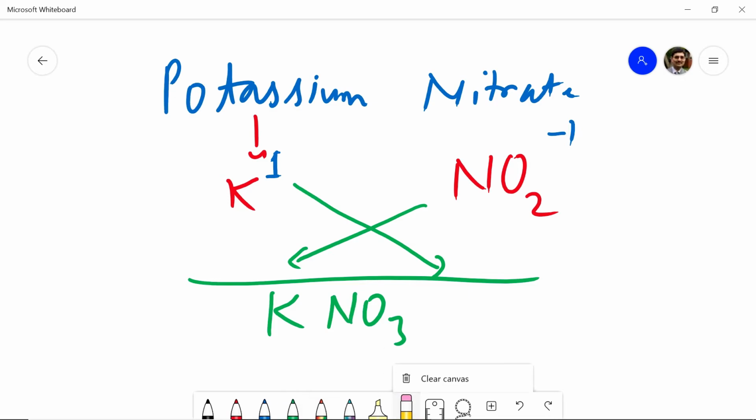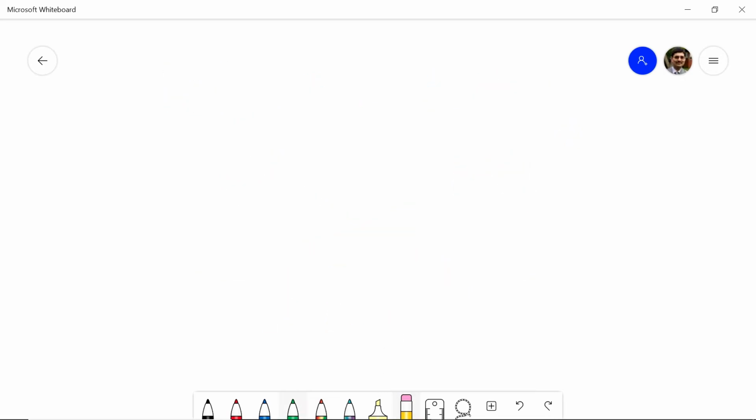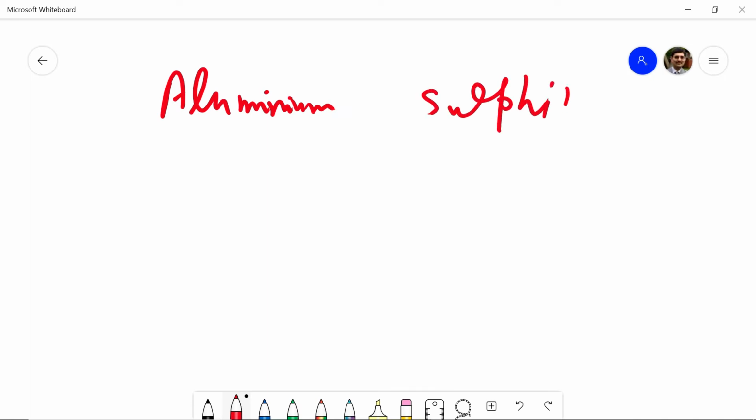Similarly, if we move towards other examples, like for example say aluminium sulfide. Aluminium symbol is Al and sulfide is S. And then assigning the valencies, aluminium is in group 13, so its valency is 3, and sulfide is in group 16, so its valency is 2.